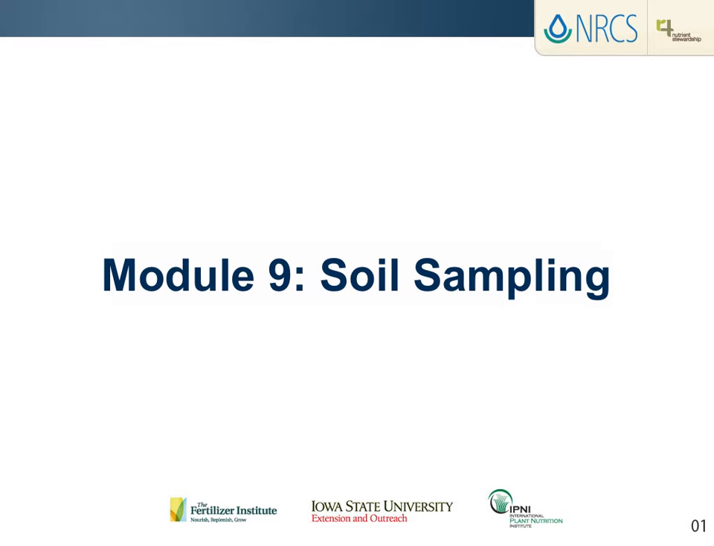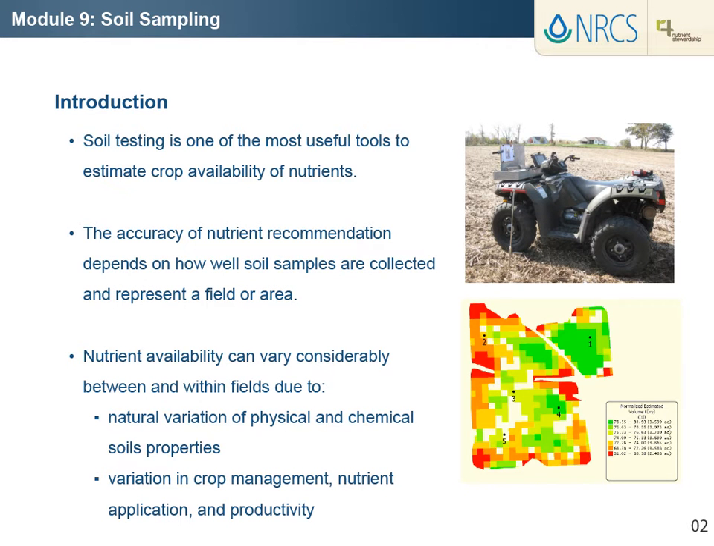This module will cover some important concepts and practices regarding soil sampling for nutrient management in agronomic systems to attain profitable and environmentally safe crop production. Even though these general principles apply for most regions of the U.S., viewers are encouraged to review locally developed soil sampling recommendations.